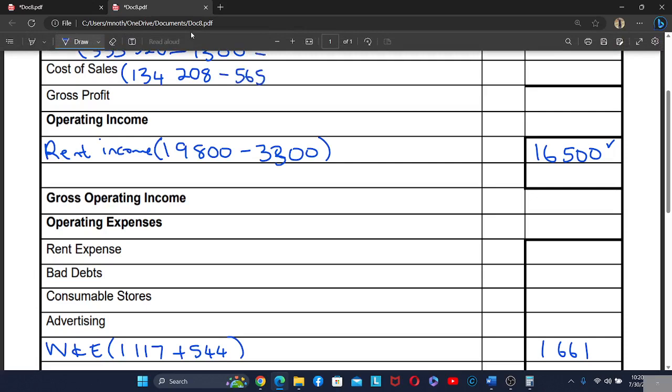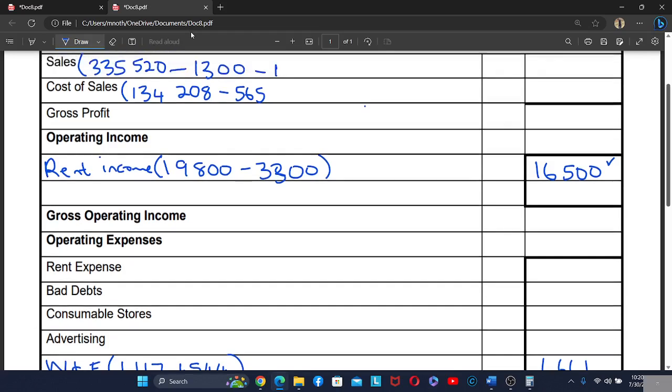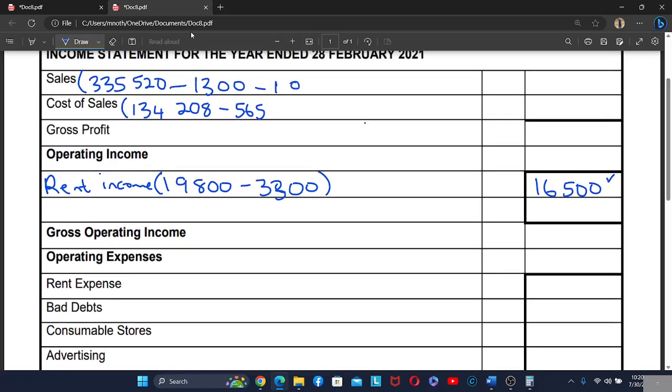And then we also have a debtor's allowances, which is 1,017. We know that the debtors allowances decrease the sales. So therefore we must go and subtract it from the sales.